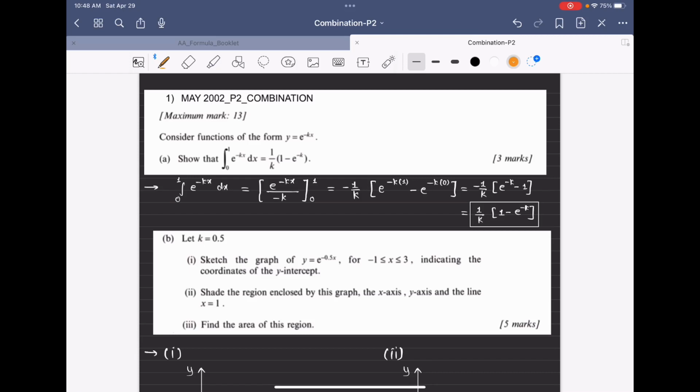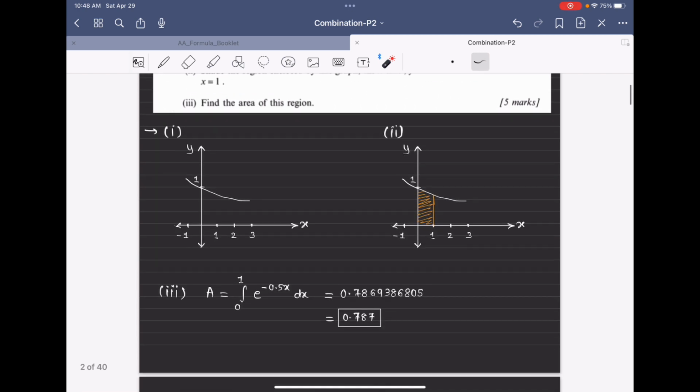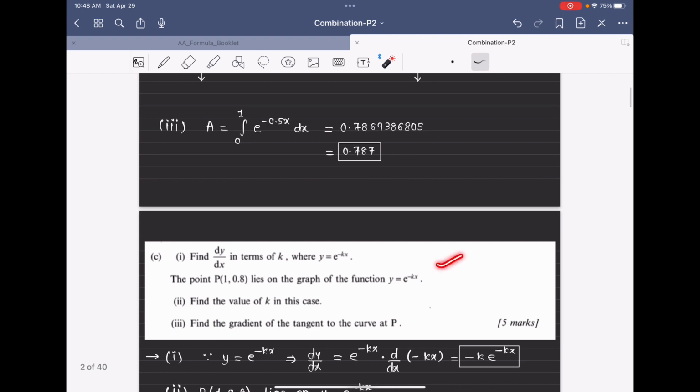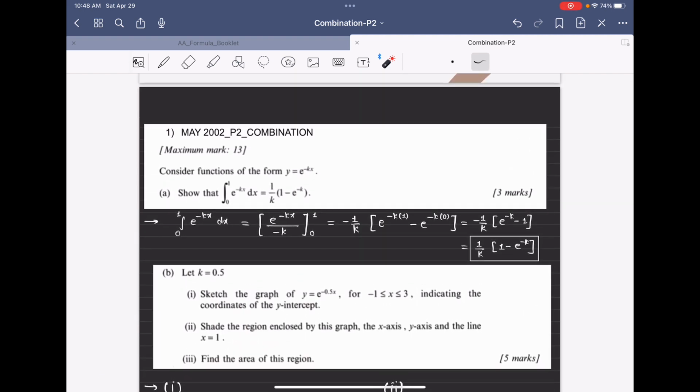May 2002, paper 2, combination question. This problem covers integration, then area under the graph, that is definite integration, as well as derivative. So let's start with the first part, a definite integration.